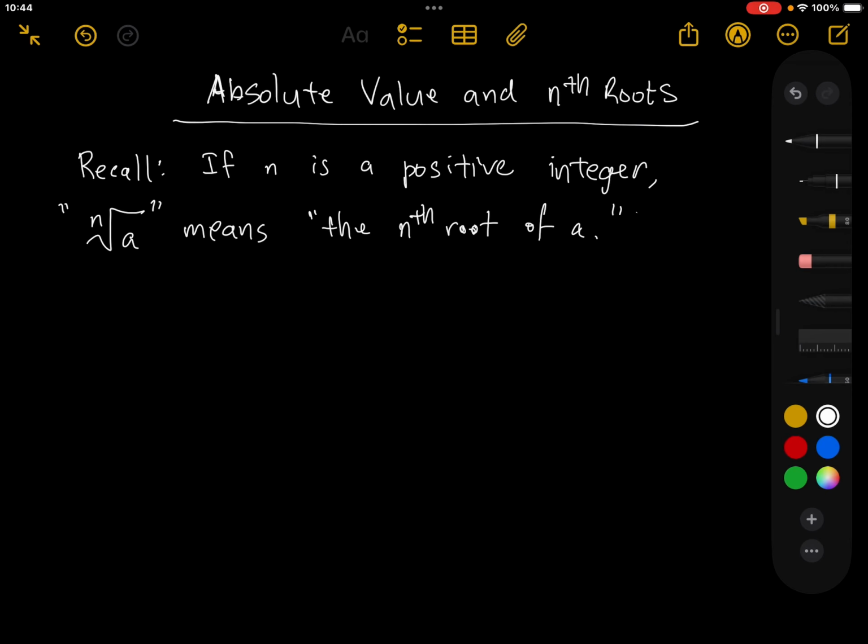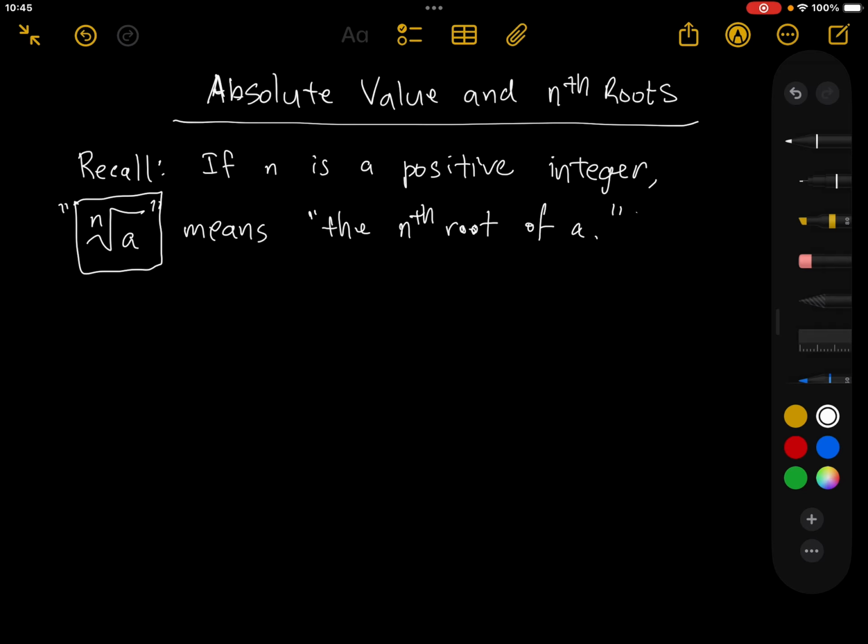Okay, in this video, we will talk more about nth roots and how it's related to the absolute value. So recall that if n is a positive integer, then this symbol, like this, means the nth root of a.